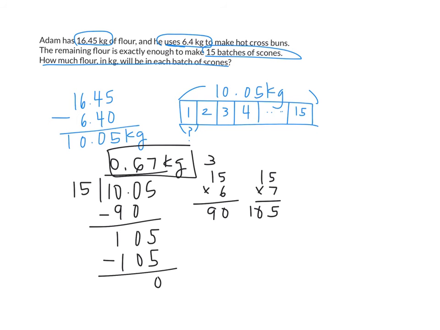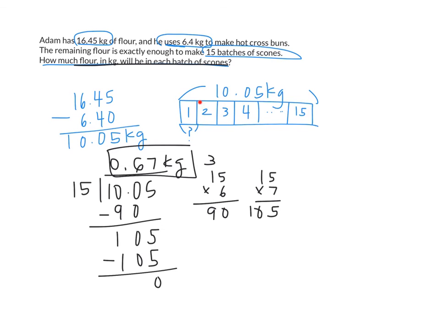Okay, so to solve this problem, in order to find out how much flour is in each batch of scones, what we need to do is find out how much flour was used for the scones, right? So we know altogether we had 16.45 kilograms, but 6.4 kilograms were used up to make the hot cross buns. So therefore, only 10.05 kilograms were used to make the scones. That 10.05 kilograms was divided equally, or shared equally, into 15 groups. We know that there were 15 batches of scones, or 15 groups of scones.